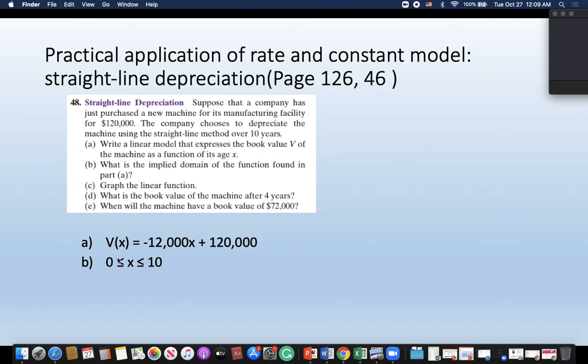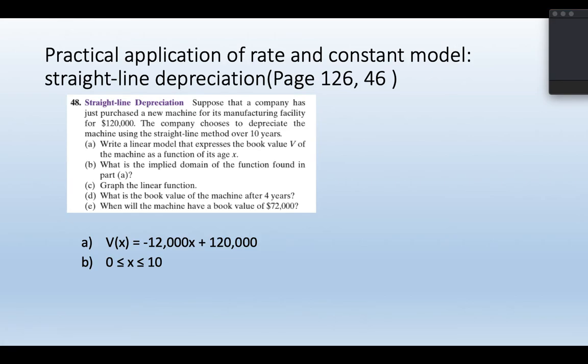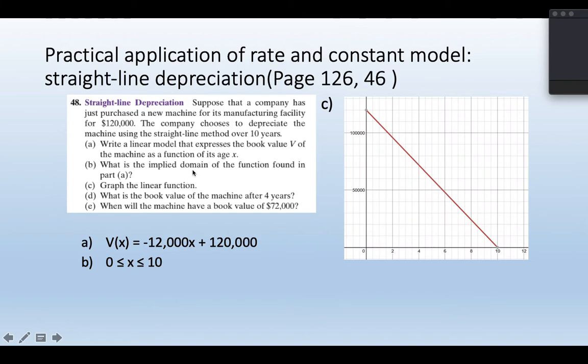So the domain for this math is 0 to 10. We get the hint from this 10. Then the graph, the function, is the same type of thing.